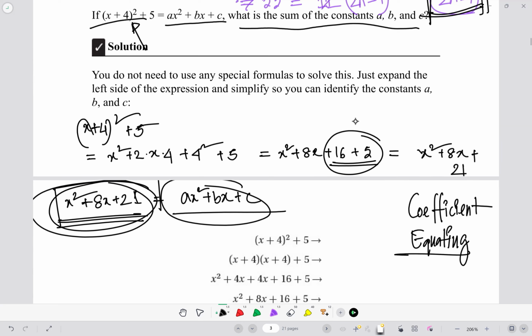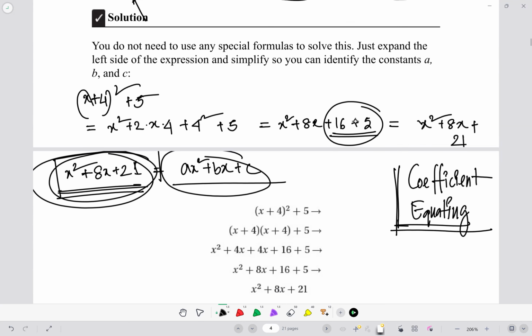Coefficient equating. It's a very important process, and you will use it whenever you are doing partial fractions and so on. It's very necessary, very mandatory. Coefficient equating is a process, and the output of this process is that you correlate the similar looking variables, similar types of variables.